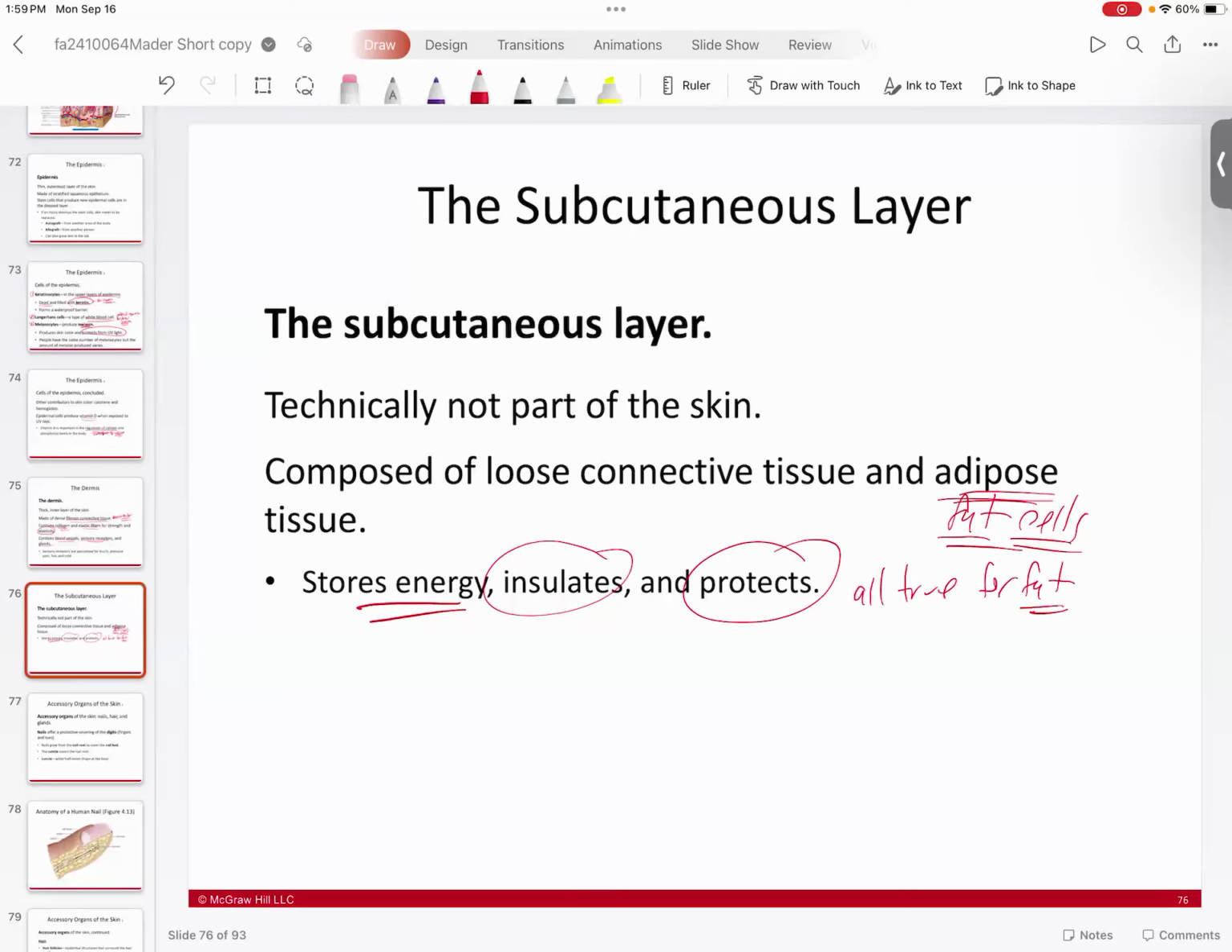Right, so we store basically all of our fat reserves, our love handles, our saddlebags, the spare tire, wherever you're depositing that in your subcutaneous fat region. That's where your fat deposits are in your body. And so that's energy storage, and it's also insulation.